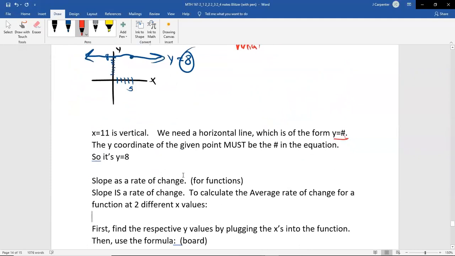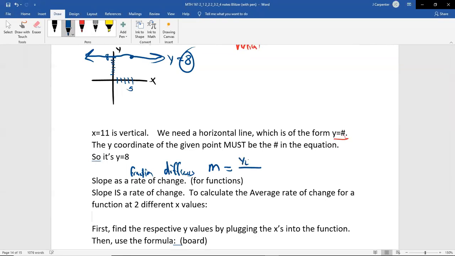Slope as a rate of change for functions. So when you go into calculus, you're going to study something known as change over and over and over and over. Now we're already starting the study of change, believe it or not. With slope, slope is a rate of change. A rate just means fraction. The word rate means fraction. Change means subtractions or differences. So what this says is slope is a fraction of changes.